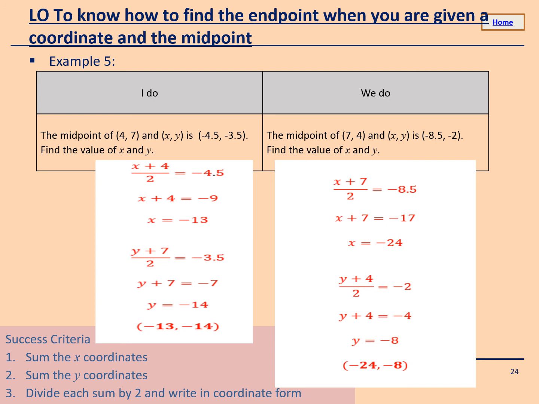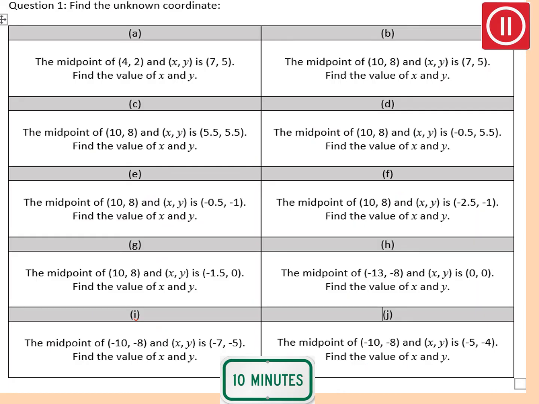Okay, so I think you've got the hang of this now. So the coordinate that you should have is negative 24, negative 8. Okay, you have 10 minutes to have a go at these. You might need 12, but let's aim for 10 minutes and see how many you can do. Pause the video while you attempt these questions.